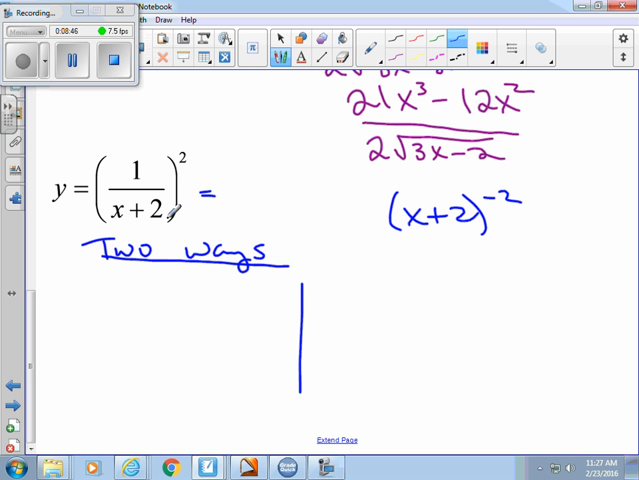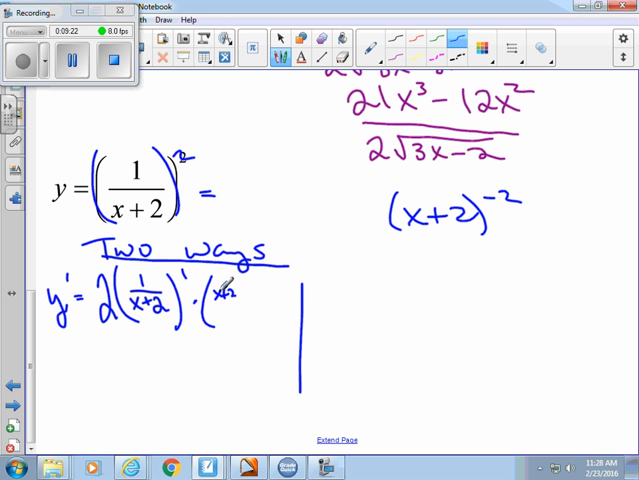So, the first way is chain rule. What is the outside function? Squared. So I do the derivative of the outside, leave the inside alone, times the derivative of the inside, right? How do I do that derivative? I don't know. The quotient rule, right? Low D high. What is the derivative of 1?